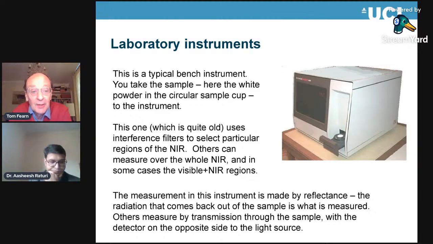And here's a pretty boring looking instrument. It's a filter instrument. It's quite old, probably dates back to the 1990s. And that uses interference filters to select particular regions of the NIR.